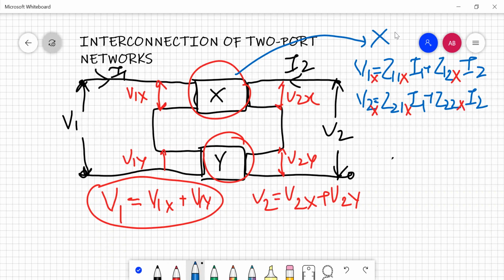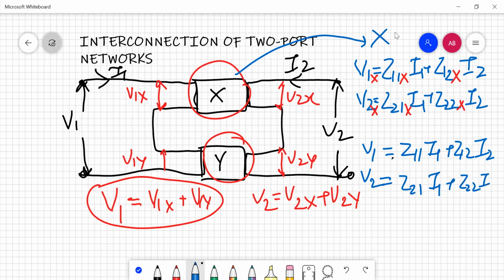Similarly, we are going to write down the equation for, again, Z parameters, but now for the Y network. I'm going to write down the same thing, and then we are going to add the subscript Y, because we are writing it for our Y network. So this is very easy to write down. And now what you have to do is put your equation numbers. Let's say this is your equation 1 and this is your equation 2.